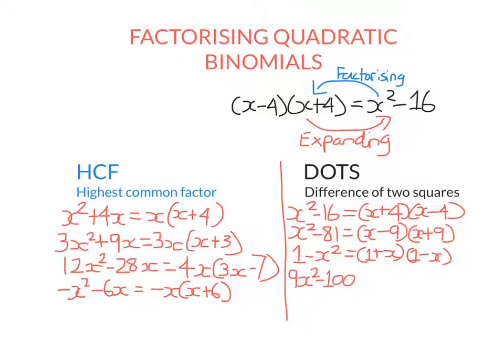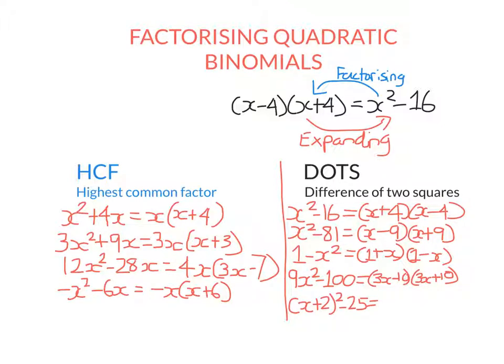So 9x squared minus 100. 9x squared is a perfect square because 9's a perfect square and x squared's a perfect square. So the first term's a perfect square, 100's a perfect square, and I'm subtracting, so I'm going to use the difference of two squares. So square root the first: the square root of 9 is 3, the square root of x squared is x. So I've square rooted the first to get 3x, the square root of 100 is 10, 1 gets a minus, 1 gets a plus.